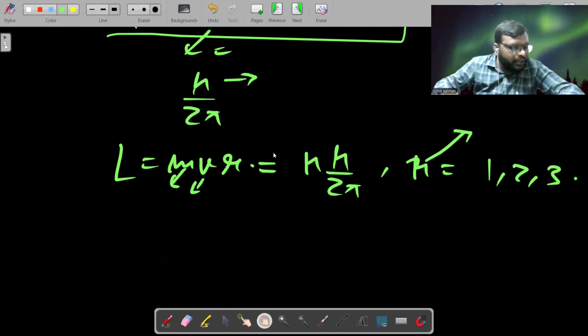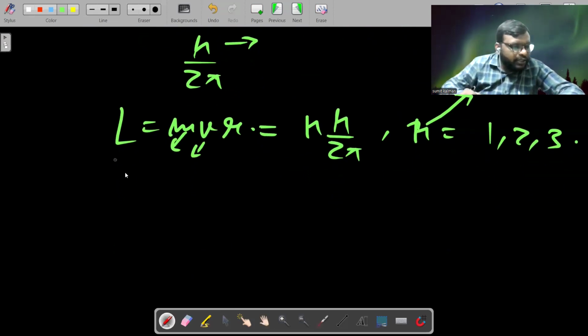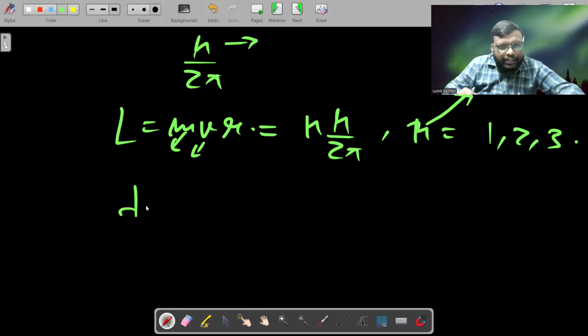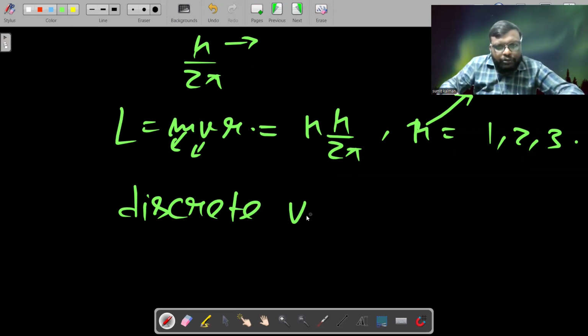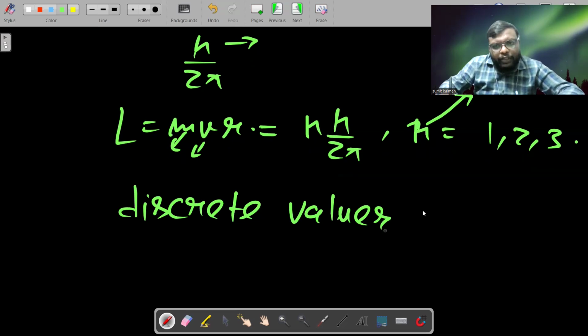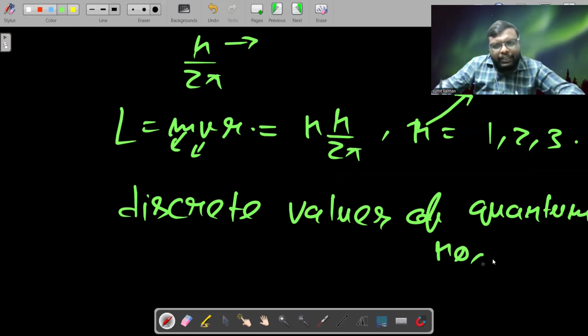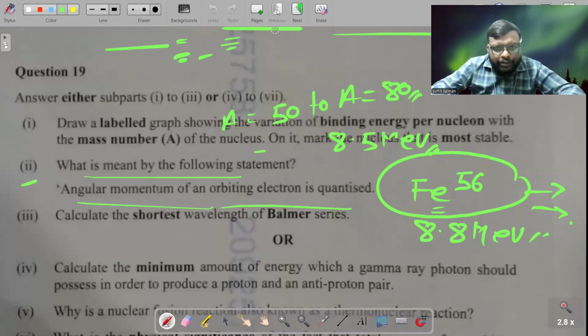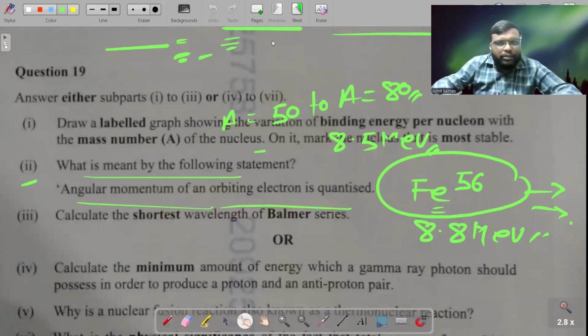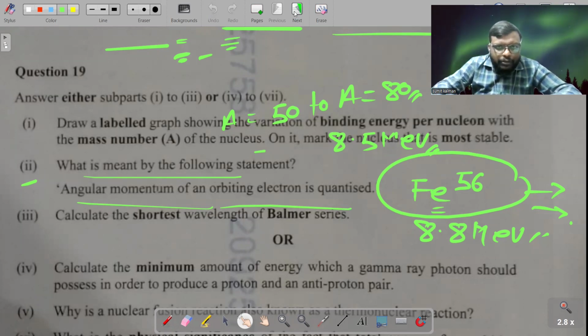एंड स्टूडेंट्स, electrons can have only discrete values of quantum number. तो इलेक्ट्रॉन्स की जो है डिस्क्रीट वैल्यूज ऑफ क्वांटम नंबर होगी. दिस वाज द मीनिंग ऑफ दिस स्टेटमेंट. So students, in next part we have to calculate the shortest wavelength of Balmer series. So students, we'll proceed for the solution of this question also.